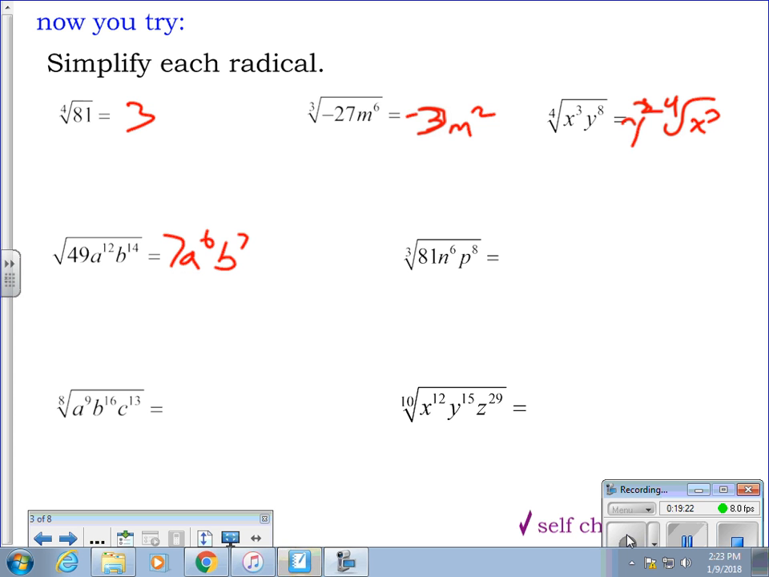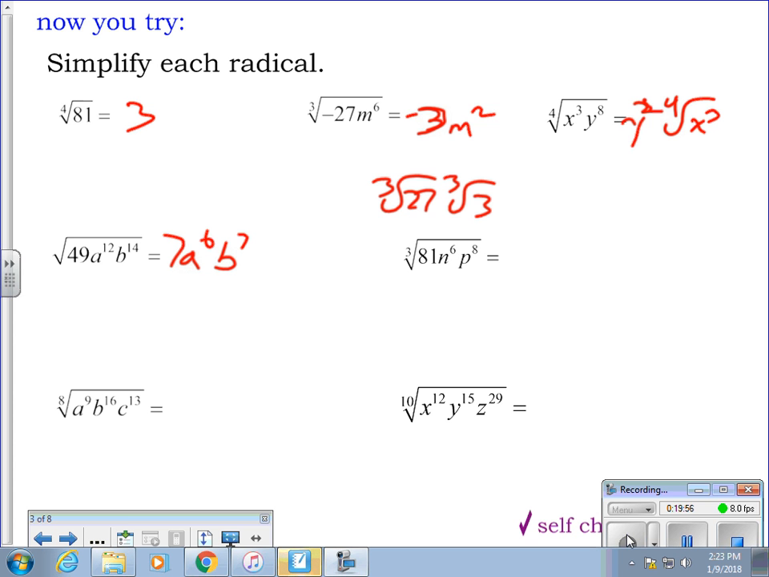Okay. Cube root of 81. It's not a perfect cube, is it? No, it's not. But it's close. So we did simplifying square roots. It works the same with cube roots. Cube root of 81 is the cube root of 27 times the cube root of 3. Just like with square roots you do a perfect square and whatever's left over, with cube roots you do a perfect cube and whatever's left over.